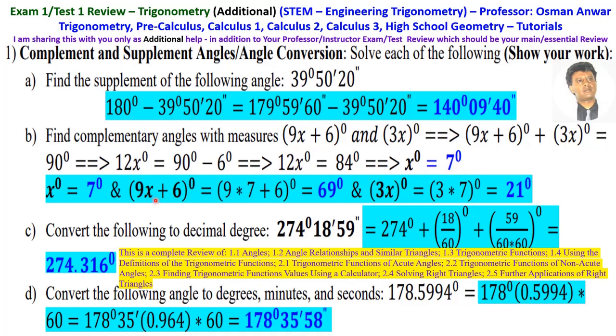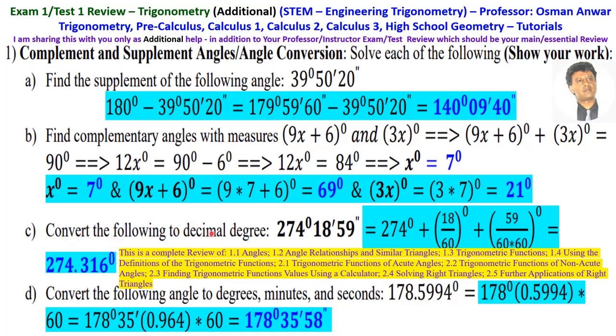That means 9x plus 6 is equal to 9 times 7 plus 6, which is 69 degrees. The 3x is 3 times 7, which is 21 degrees. 69 degrees plus 21 degrees is equal to 90 degrees.